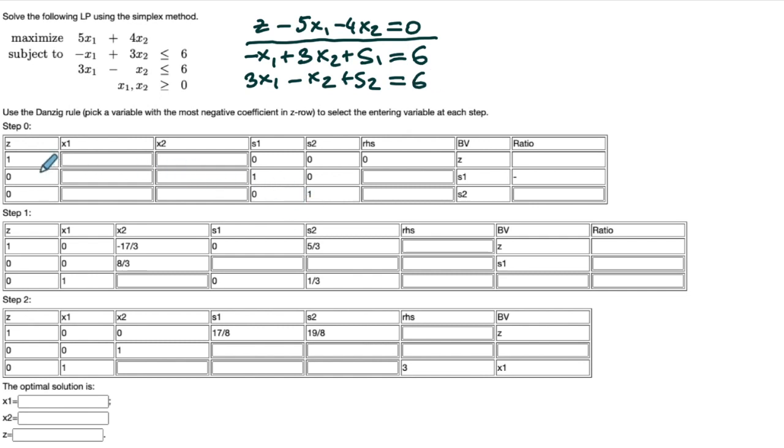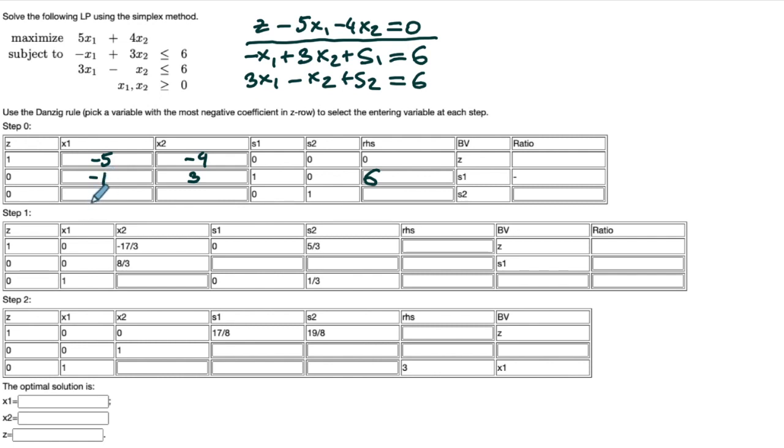Okay, so now we fill in the initial tableau. For row 0, the coefficient for z is always 1. Then for x1 it's negative 5. For x2 it's negative 4. Then we have the remaining parts of row 0 pre-filled already. Now for the first constraint, the coefficient for x1 is negative 1. For x2 is 3. Then the coefficient for s1 is 1, for s2 is 0, and the right hand side is 6. And our basic variable in the first row is s1.